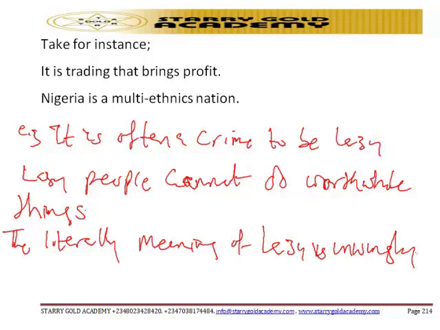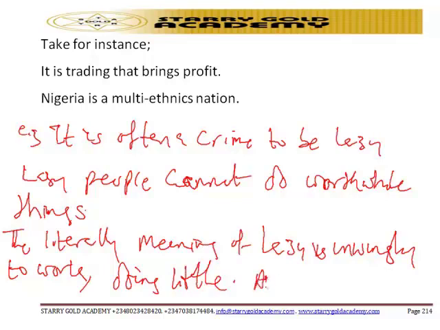unwilling to work, or doing little work. That is the meaning of laziness. That is the dictionary meaning of laziness, by the advanced learner's dictionary. You can check it to confirm. So, when we are talking about denotation, we mean the dictionary meaning of that word.